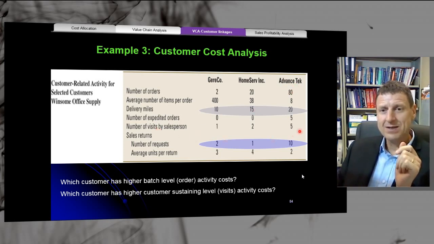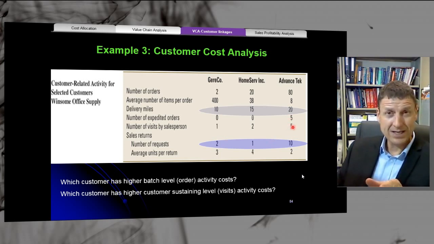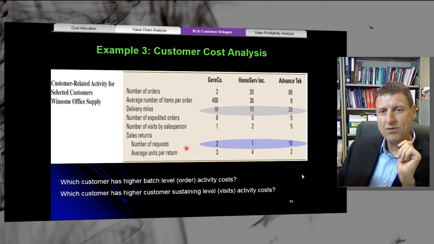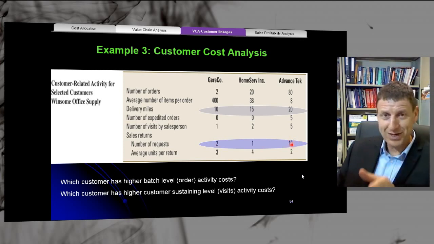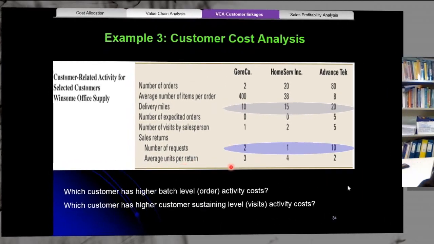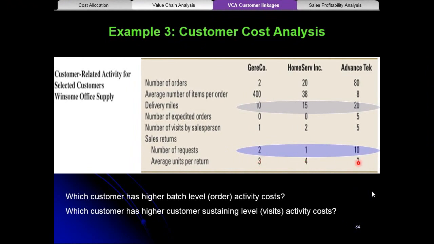Number of visits for salespeople. Wow, this Advanced Tech is a very high maintenance customer. Wow, do you really want to have that customer? I don't know. What about sales returns? Number of requests. Well, sales returns, Jerry Company, not so many. Advanced Tech, wow, I can't believe it. So many returns. Average units per return, 3, 4, and 2. Not much difference here. So we can ask you 2 questions here.